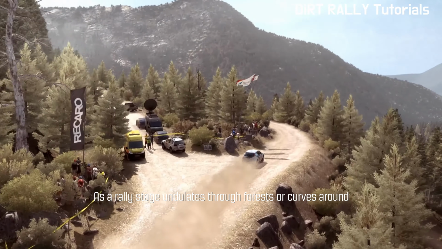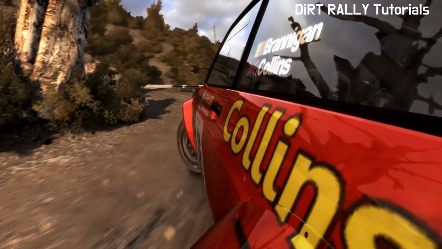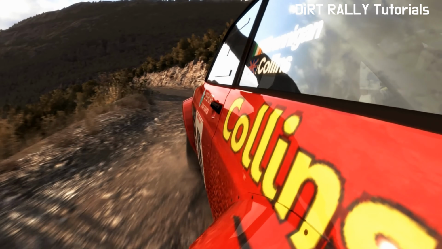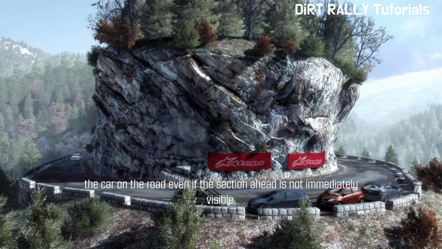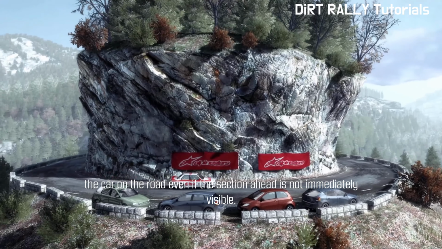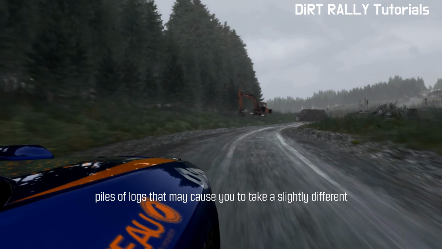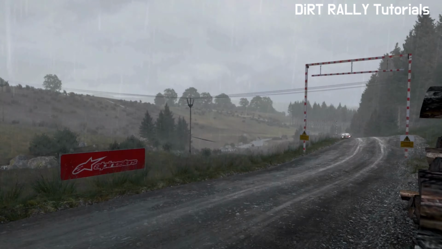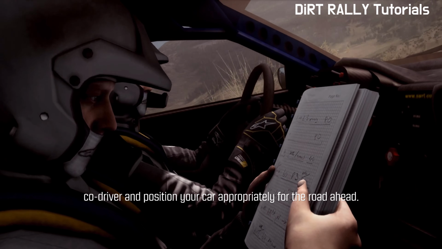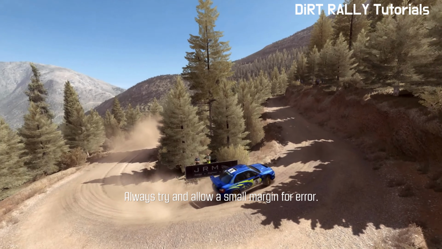As a rally stage undulates through forests or curves around mountains, it is not always possible to see the racing line. Accurate pace notes are vital so that you know where to place the car on the road even if the section ahead is not immediately visible. You should also listen out for obstacles such as gateposts or piles of logs that may cause you to take a slightly different line through a corner than you otherwise would. When you're out on stage, make sure you listen to your co-driver and position your car appropriately for the road ahead. Always try and allow a small margin for error.